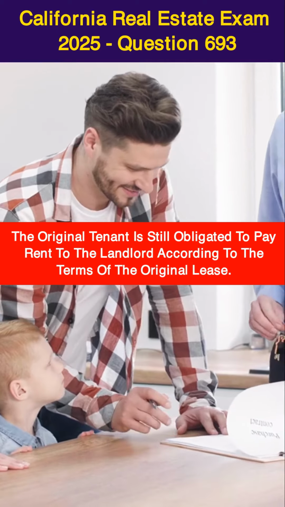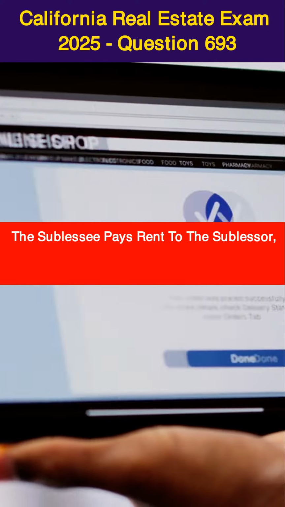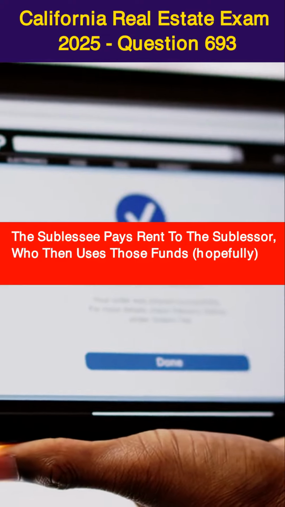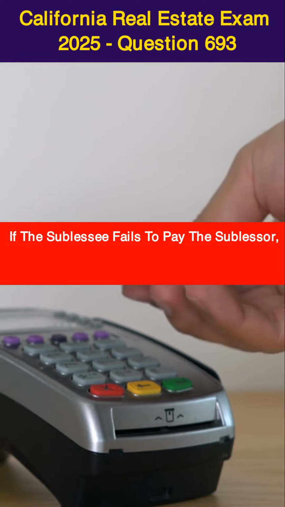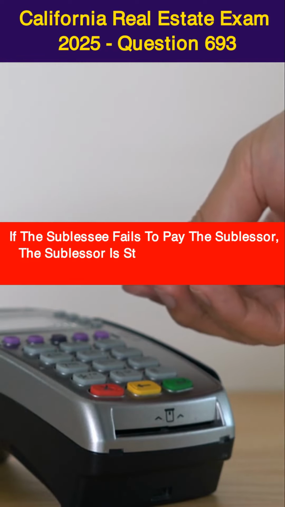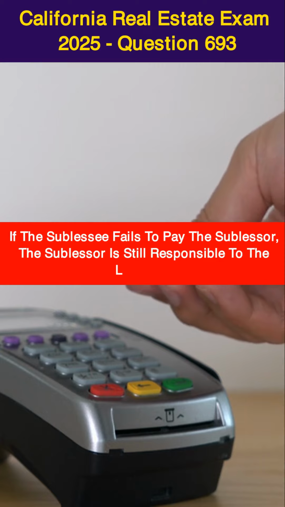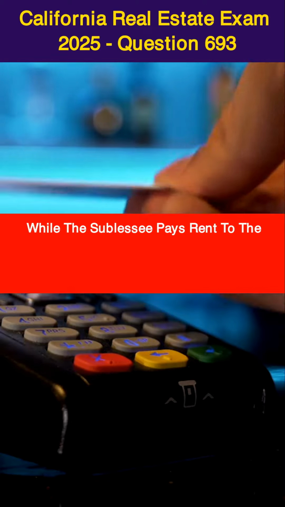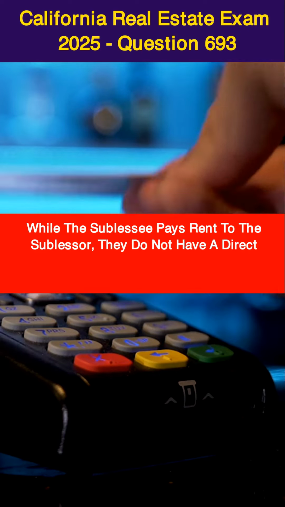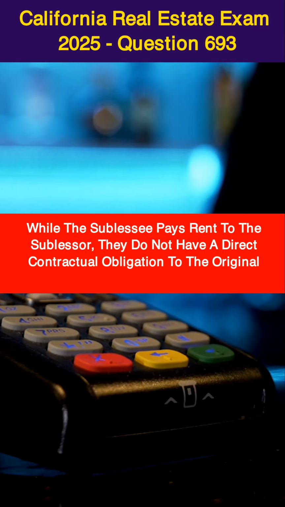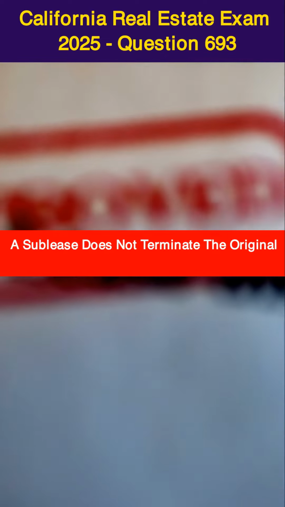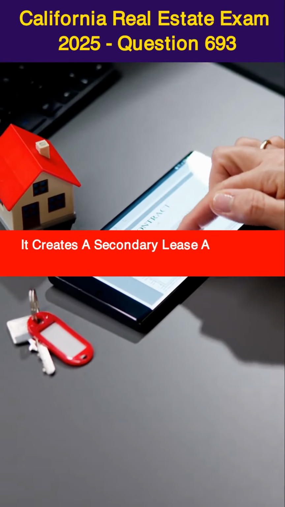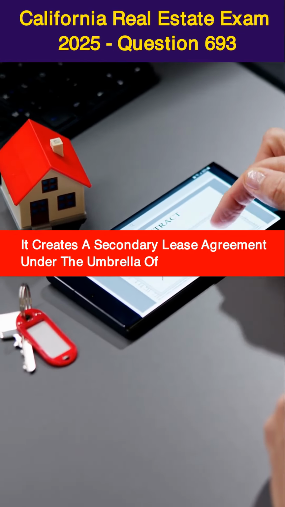The sublessee pays rent to the sublessor, who then uses those funds, hopefully, to pay the landlord. If the sublessee fails to pay, the sublessor is still responsible to the landlord. While the sublessee pays rent to the sublessor, they do not have a direct contractual obligation to the original landlord. A sublease does not terminate the original lease. It creates a secondary lease agreement under the umbrella of the original one.